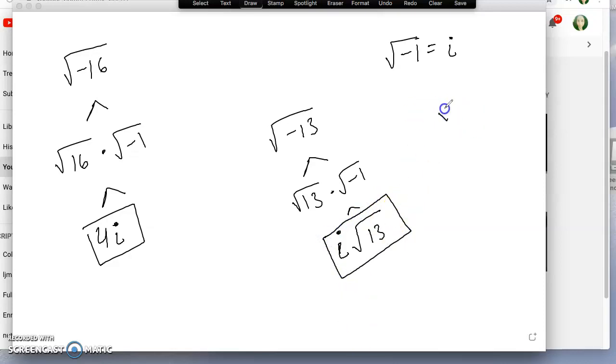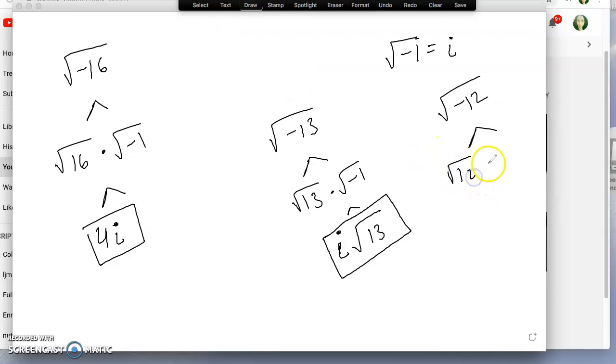Okay, let's try another one. Let's say like -12. -12 can split into square root of 12 and square root of -1. Then square root of 12 can be split into 4 and 3.